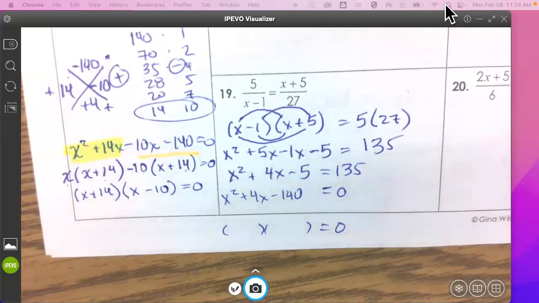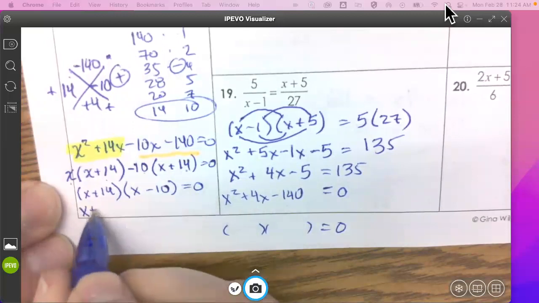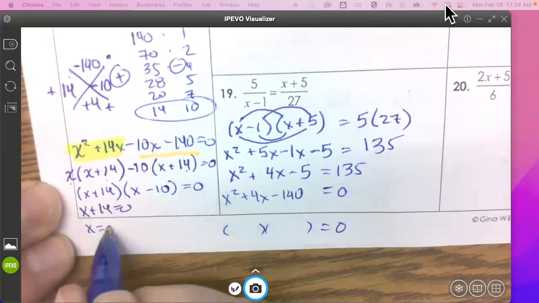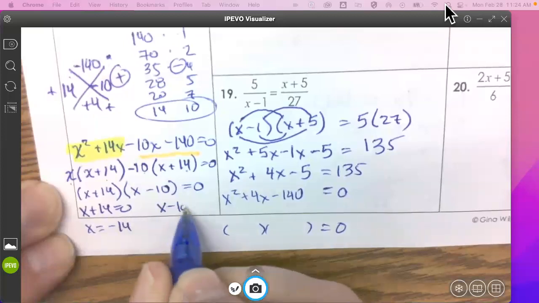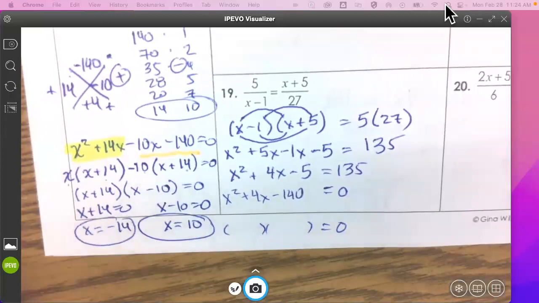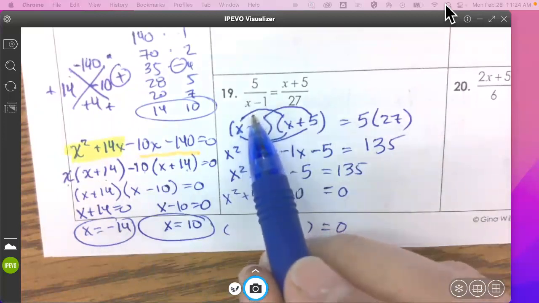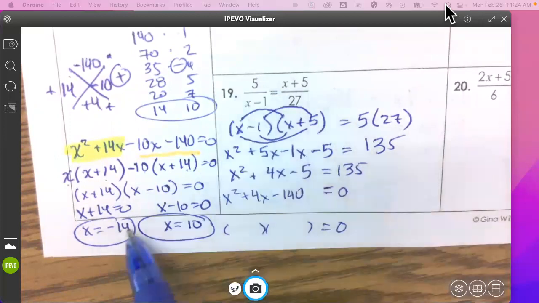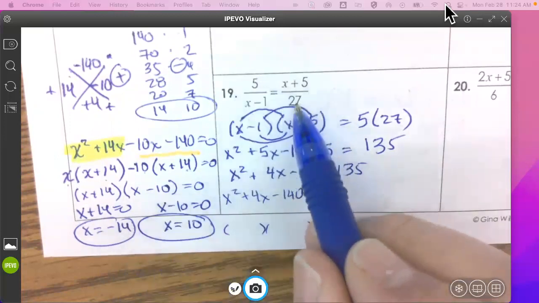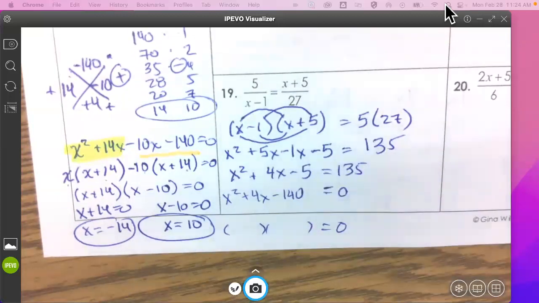Because it's the zero product property, I can say that if these two things multiply together to make 0, that means either x plus 14 equals 0, so x equals negative 14, or x minus 10 equals 0, which means x equals 10. Algebra says we've got two answers. I've got to look up here and make sure they both make sense. If I put a negative 14 in here, this is going to be 5 over negative 15. Overall, that's a negative number. If I put the same negative 14 up here, I get negative 9 over 27. That's also a negative number. So it works out fine. Both answers are valid.